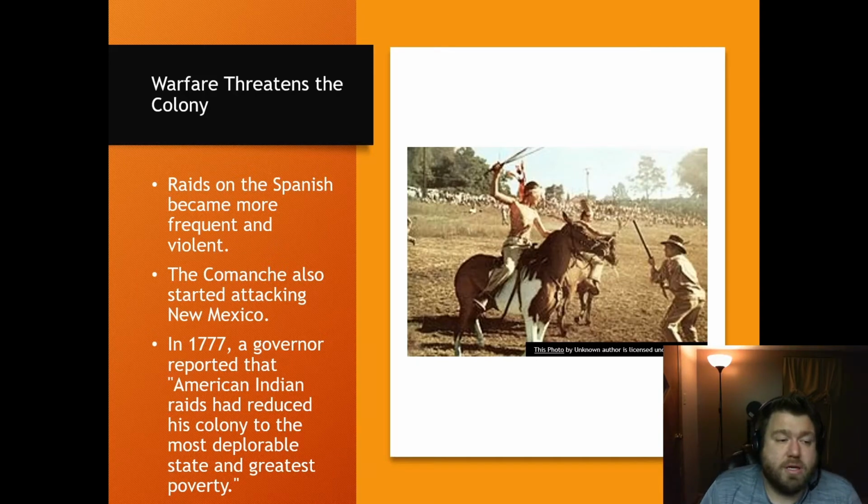Raids on the Spanish became more frequent and violent. The Apache were getting pushed out of their normal territory, so whenever they're shoved into somebody else's lands, they have to raid for supplies. And the Comanche also started attacking New Mexico. So the colonists in New Mexico, the Spanish colonists, it's going to be a rough time for them, because both the Apache and the Comanche are both coming at them now.